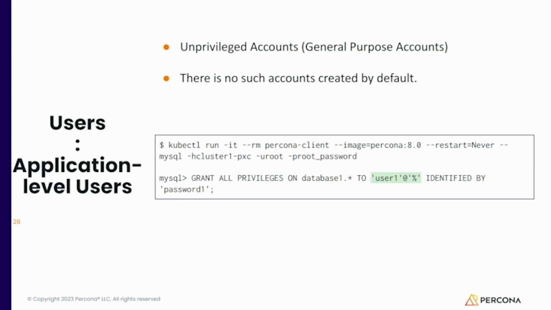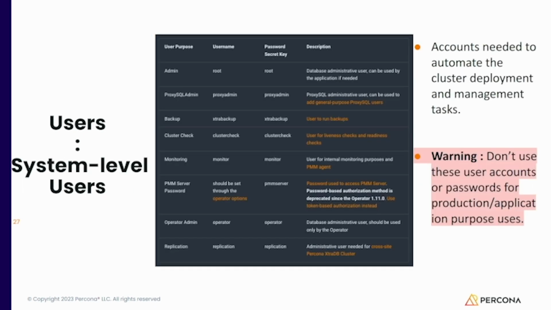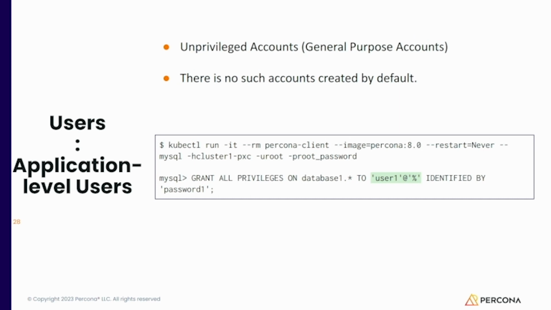Apart from these users, no other user is created by the operator. So if you want application users to connect from the application, you need to create them yourself. You need to log into MySQL and create them one by one. So you can log into the container and then create the user, grant the privileges, or do all the user creation stuff.